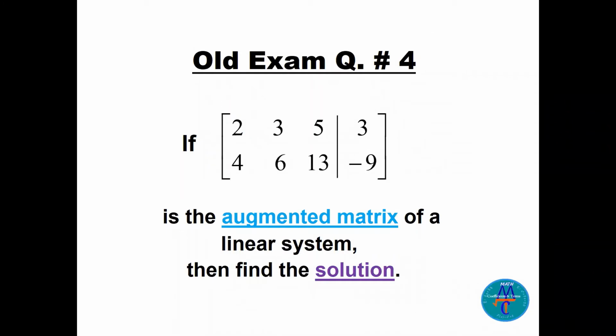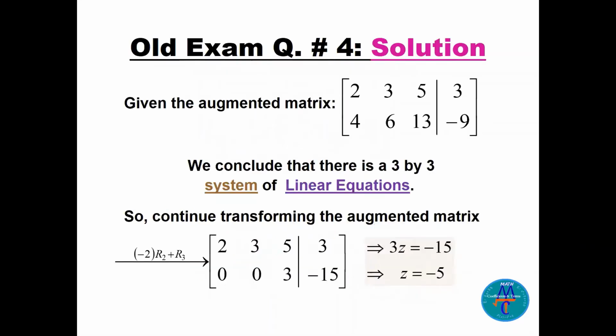Question number 4, if this is the augmented matrix of a linear system, let's find the solution. So this is 2, 3, 5, 3, 4, 6, 13, minus 9. Let's see, this is already in the augmented. So let's change this number here, the 4, into 0. So what will happen here?